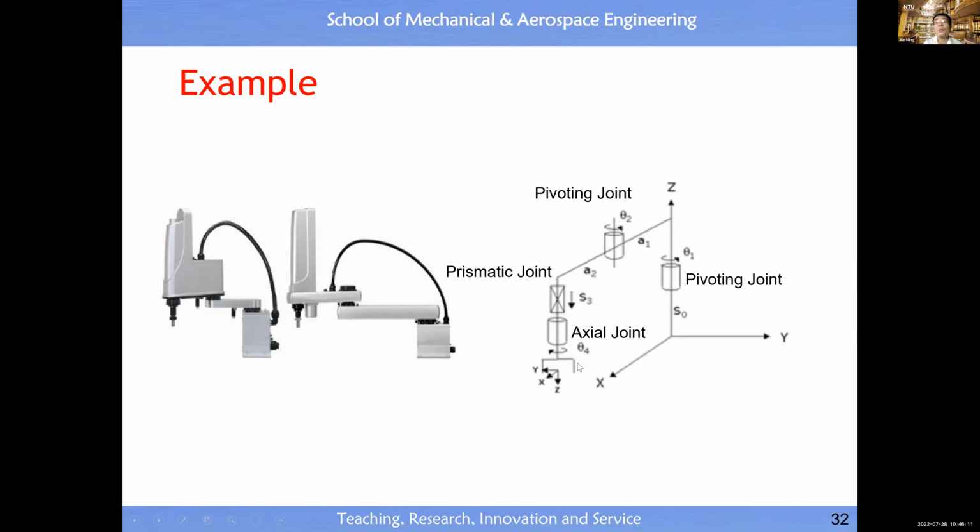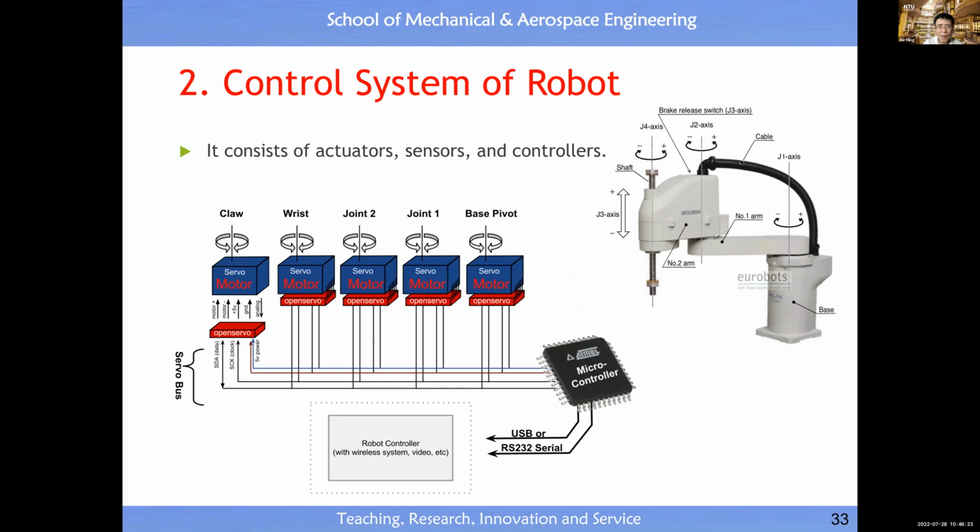So you have four degrees of freedom, or four axes. One axis is for linear motion, or translational motion. Quite straightforward. Okay, so that is the first important subsystem inside a robot.